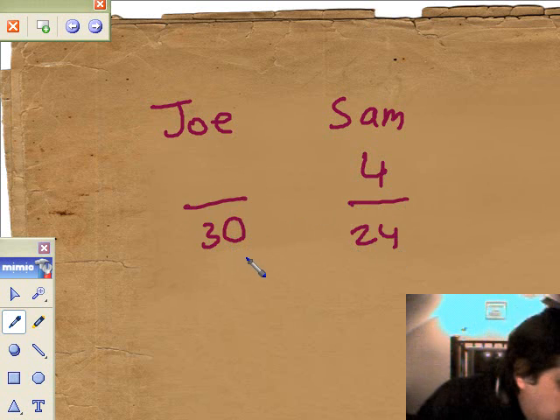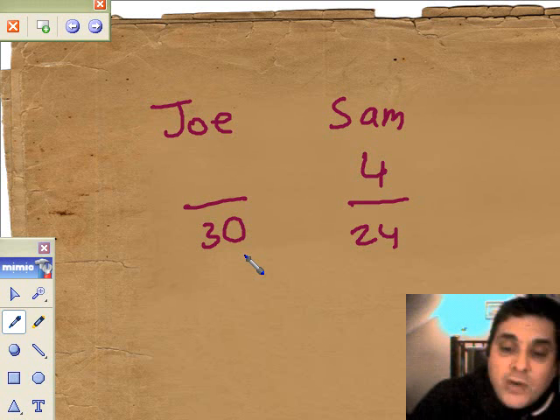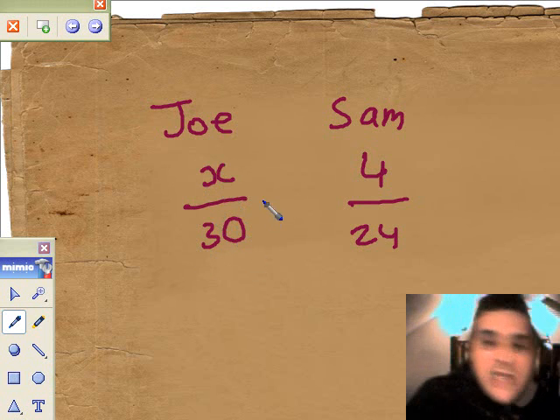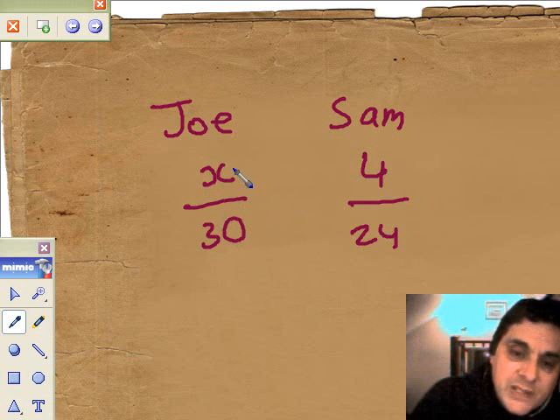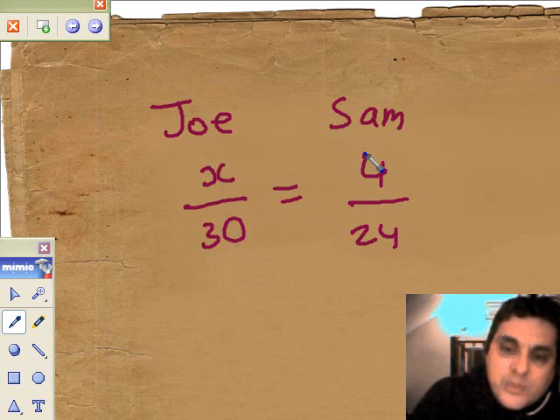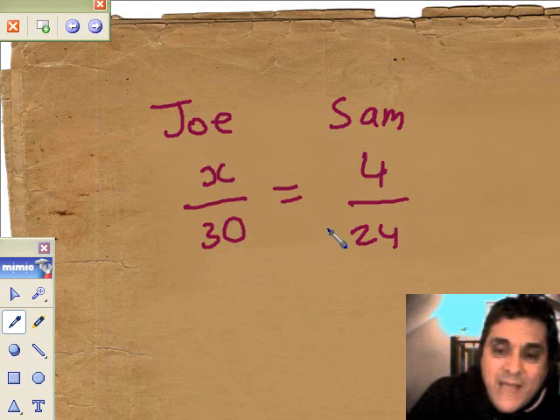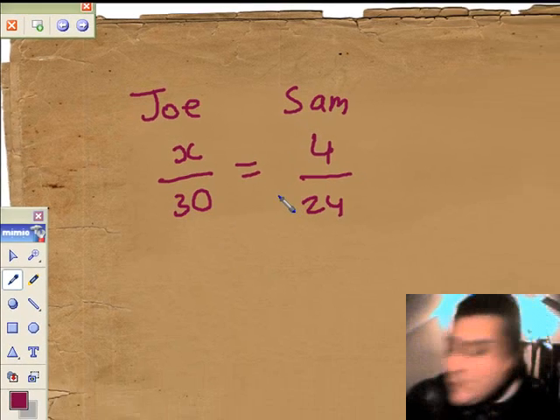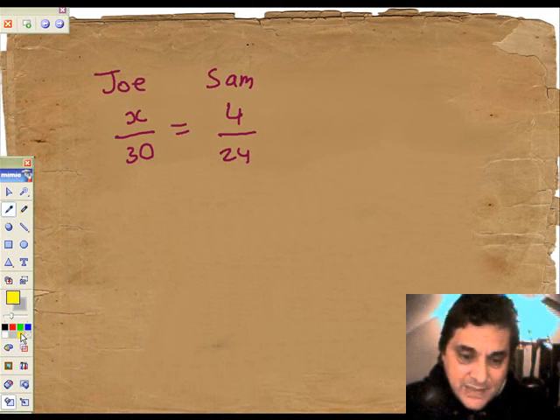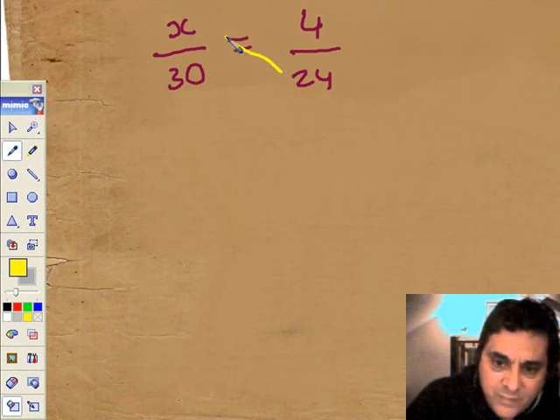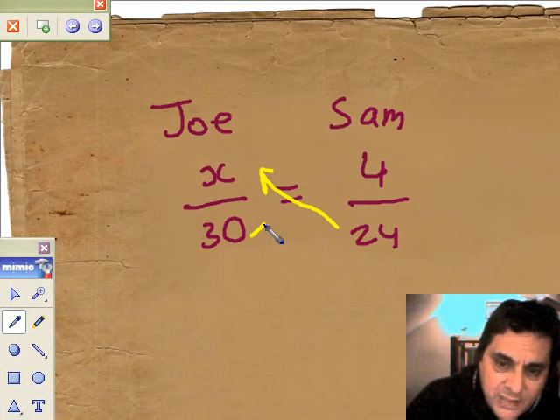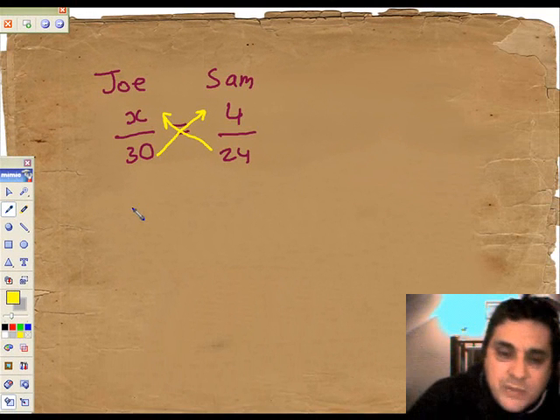And the question says, how many pieces of that bar should Joe eat so that he eats the same amount of chocolate as Sam? So if we call Joe's bits of chocolate X out of 30, if it's the same size chocolate, it will have the same area, the same amount by weight. So we can say Joe's X out of 30 equals Sam's 4 out of 24. What we can do is cross multiply as follows in order to work out what Joe's mystery X is. So going with the yellow now, I could say 24 you get over there and get multiplied, and 30 you get over there and get multiplied.